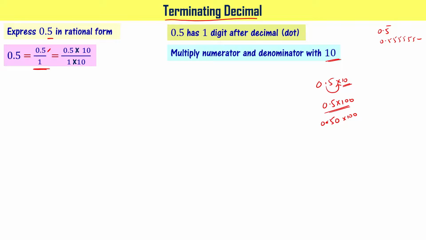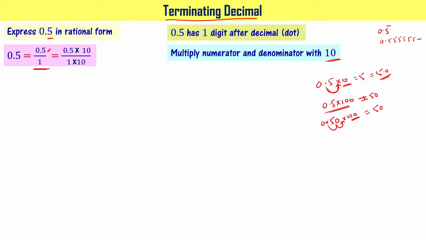So let me multiply with 100. Since 100 has got two zeros, when you multiply, the dot will move two digits. It means this becomes 50. In this particular case, 0.5 into 100 is 50, whereas 0.5 into 10 is 5 because it moved only one digit. You can write 5 or 5.0, it doesn't matter.